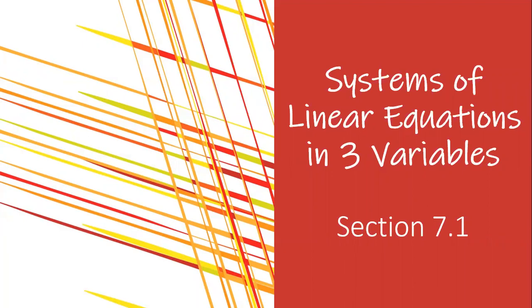Today, we're going to skip ahead and talk about Chapter 7, which is very much related to what we've been doing already. In 7.1, we're going to talk about systems of linear equations in three variables.